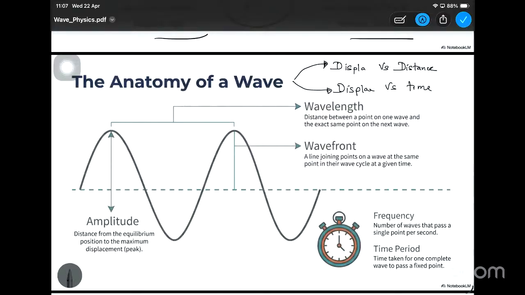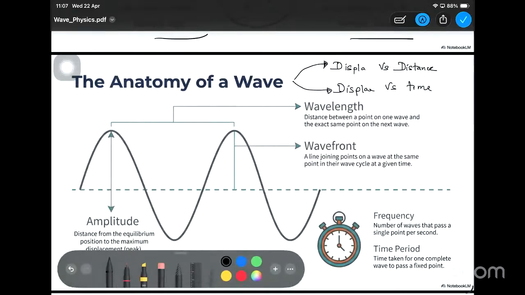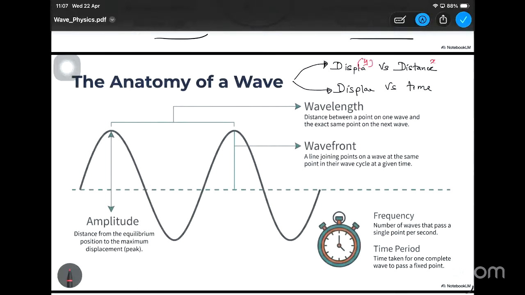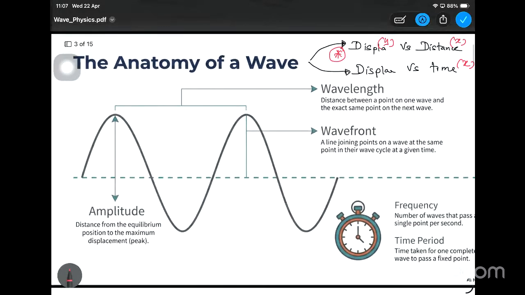So in some cases, you can get the wavelength directly from the x-axis, but in the other case, you can get the time period from the x-axis, right? So normally, this displacement will be our y-axis, and this will be our x-axis. So in most of the cases, you will be getting the first type, distance versus displacement graph, right? So in this specific case also, you have the first type, which is the displacement versus distance graph.